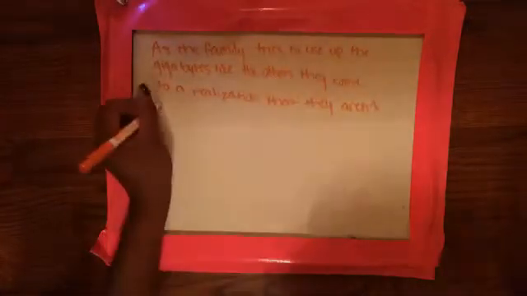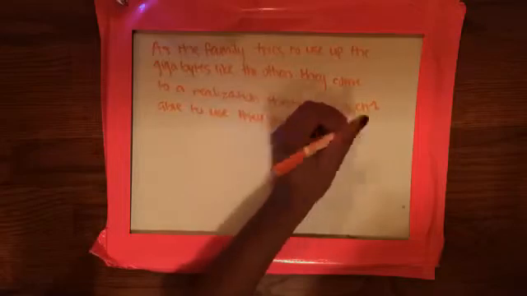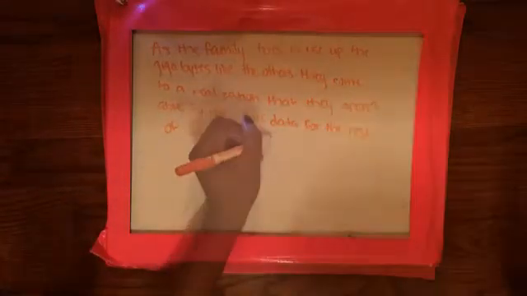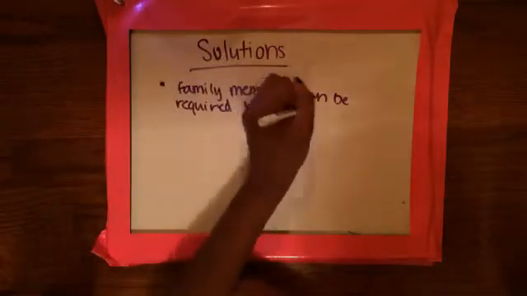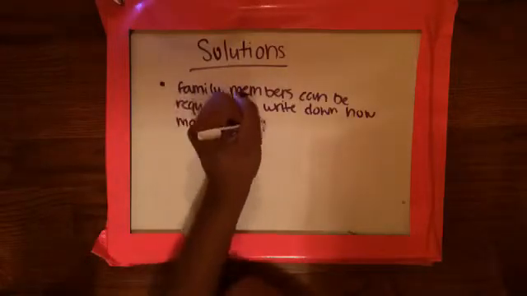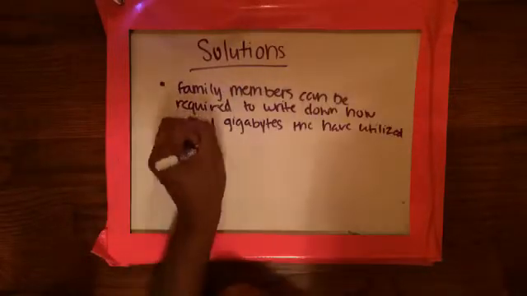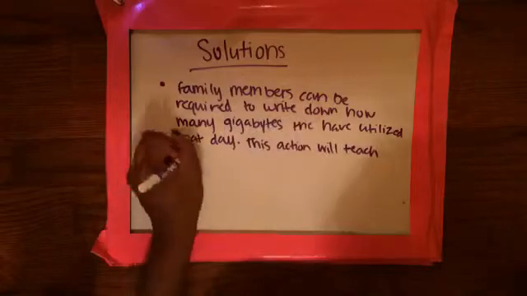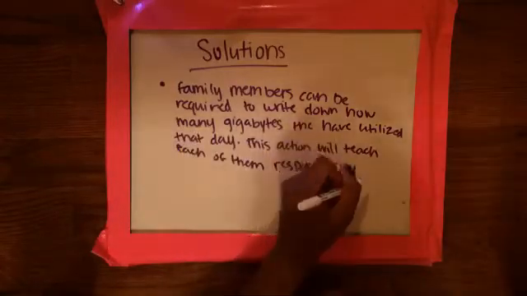As the family tries to use up the gigabytes like the others, they come to a realization that they aren't able to use the data for the rest of the month. Solutions can include parents requiring the children to write down the amount of data they used that day so they can track how many gigabytes they have used, and this will teach them responsibility skills.